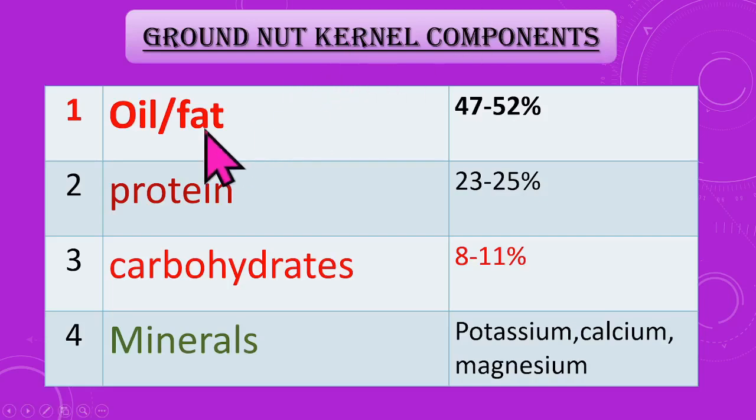Groundnut kernels, after dehulling, have good nutrient values, with minerals and vitamins also. In groundnut kernels, the oil and fat percent is 47 to 52%. The percentage of protein in the seeds is 23 to 25%. After deoiling, this protein will increase. For example, if the total 52% of oil is removed by the solvent extraction system, then the protein will go up to 45 to 50%. In the kernel of the groundnut, the carbohydrate percent is 8 to 11%. It also contains minerals such as potassium, calcium and magnesium.